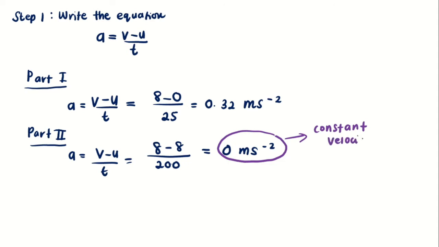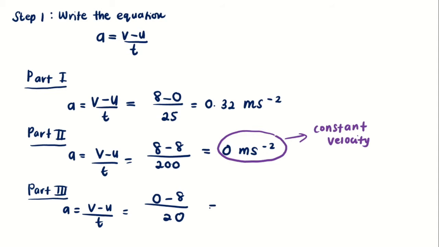Next, part 2, substitute the information given in the graph and we get 0 meter per second squared. This is a constant velocity. And part 3, substitute V to be 0 and U to be 8 and the time interval to be 20. So we get negative 0.4 meter per second squared. This means the train decelerates due to the negative sign. If it's positive, it means the train is accelerating.